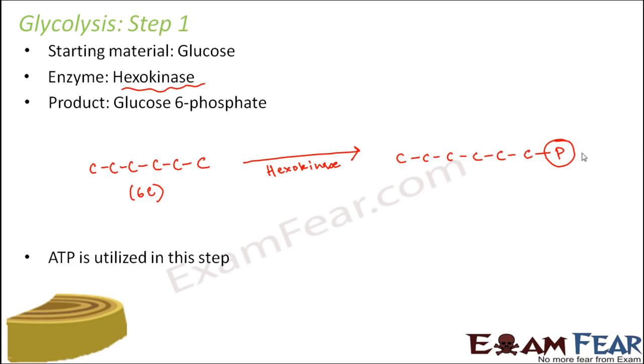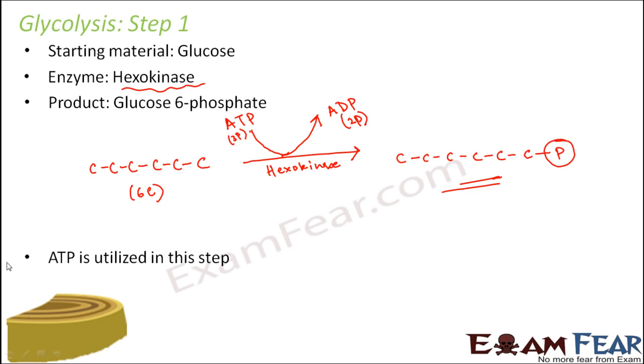Now, the question is, from where do we get this extra phosphate? So that phosphate comes from ATP. So ATP will be utilized in this step. What is ATP? ATP is adenosine triphosphate. Triphosphate, that means there are 3 phosphate groups present in ATP. So this ATP in presence of this enzyme hexokinase will get converted into ADP, that is diphosphate. So 2 phosphate groups will be there. So what happens to the other phosphate group? That extra phosphate group from ATP comes to this compound glucose, and that is how it forms glucose 6-phosphate.